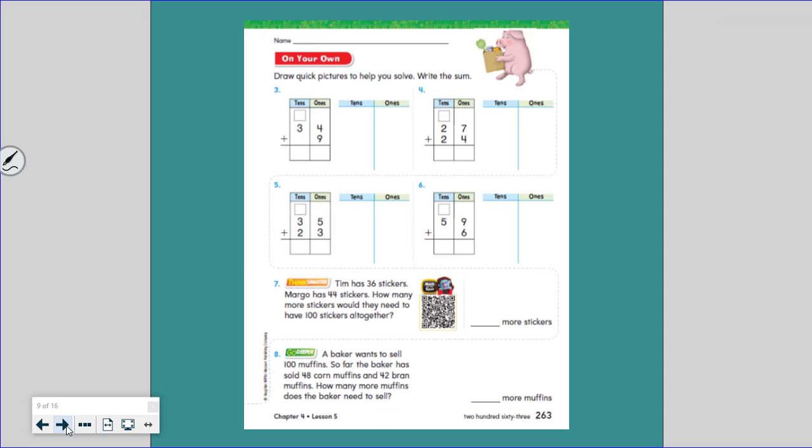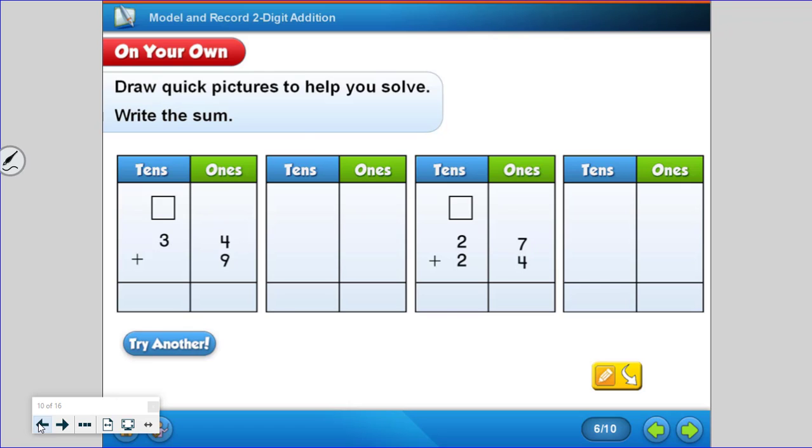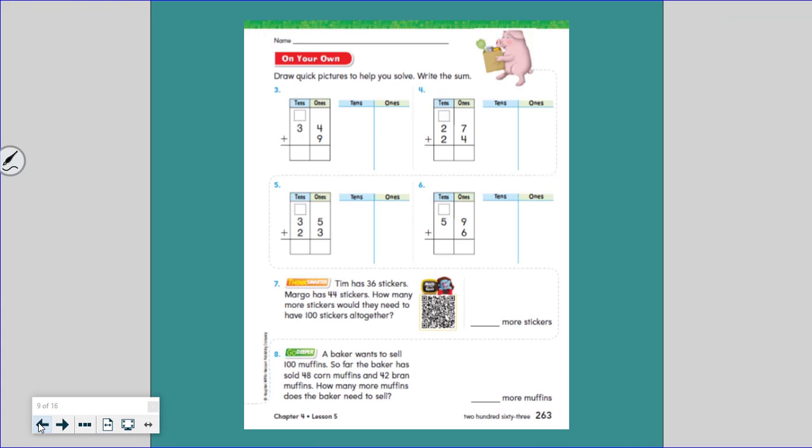And here we go. Alright, so this is the page we're on. So I want you to do 3, 4, 5, 6. Try to do those on your own, come back, and then we'll work through them together. So pause your video. Alright, if you're back, that means you've done those problems. You did 3, 4, 5, 6. I'm going to go ahead and make mine bigger.